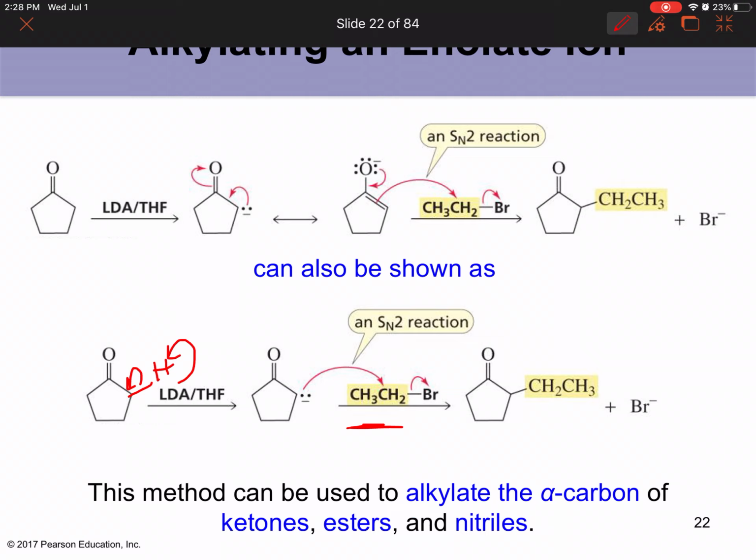This method can also be used to alkylate the alpha carbon of ketones, esters and nitriles. What we are looking at here is the ketone, but we can do the same thing for esters and nitrile groups also. What are nitriles? Nitriles are this group.